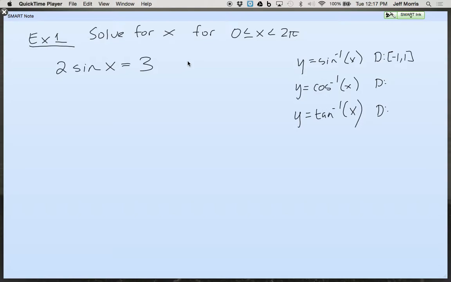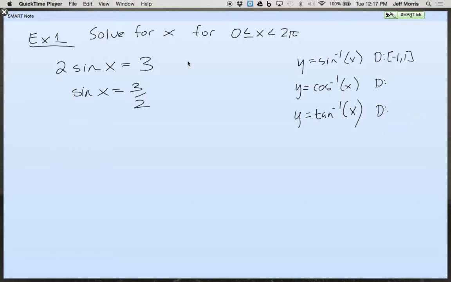That's really important because if you look at this first example we're about to do, 2 sine x is equal to 3. What are you going to do first, Billy? Divide by 2. Yeah. Sine x is equal to 3/2. What am I going to do next? Inverse sine. All right, so I'm going to do the inverse sine.